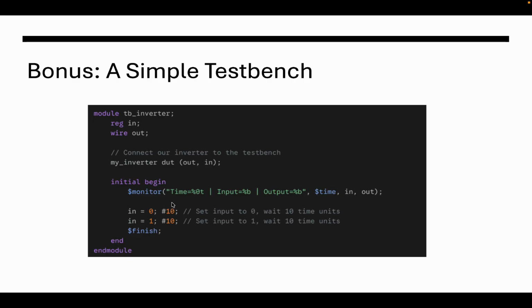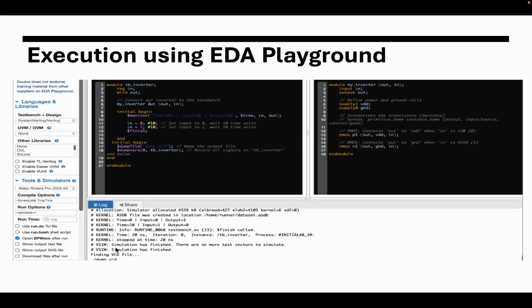This #10 is the time units, like after 10 seconds or 10 milliseconds, the input will again change to 1. We'll see this in the waveform. And I finish it with $finish and an endmodule. I have done the execution using EDA Playground. I'll put the link to this below. You can go and work on the code there.